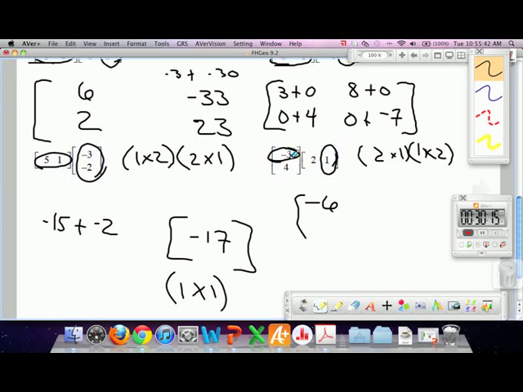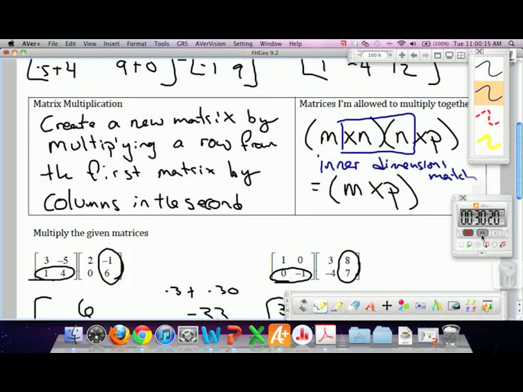You'll have the number of rows in the first matrix by the number of columns in the second. That will be the size of your final answer. And so conversely, the number of columns in the first must match the number of rows in the second.